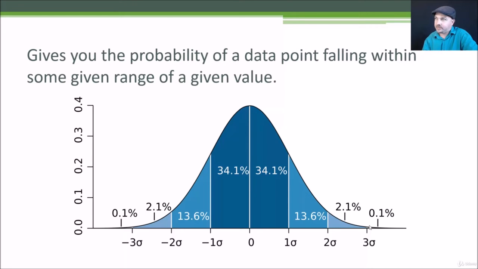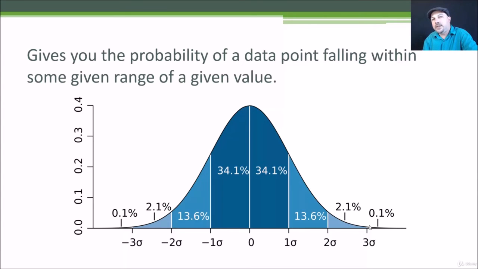So again, a probability density function gives you the probability of a data point falling within some given range of a given value. Okay, and a normal function is just one example of a probability density function. We'll look at some more in a moment.